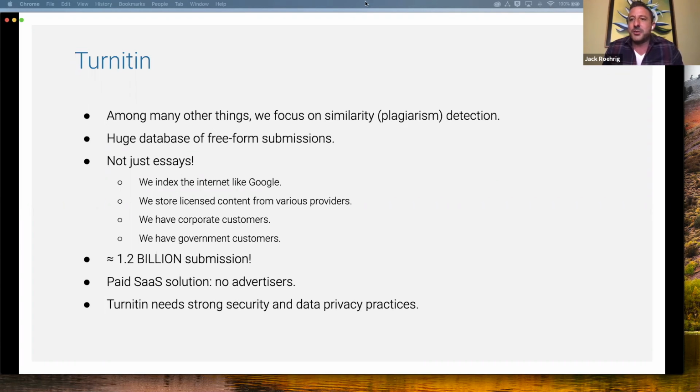And it's one of the reasons why I work at Turnitin, because we're an ethical company. And the fact that we're not ad-supported means that we can prioritize the privacy of our students, of our customers, of everybody. But we need strong data security and privacy practices because that data is extremely sensitive.